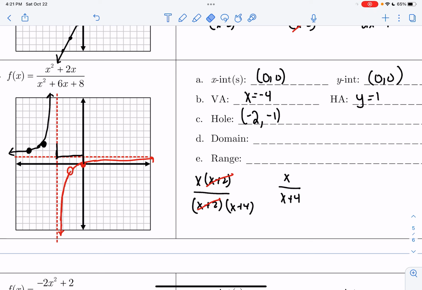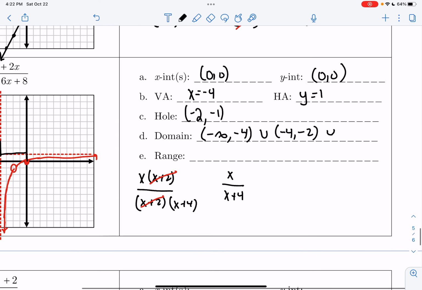That is how your graph should look. Of course, you're going to have pencil, so it's going to be one color. Your domain, remember, is all of your x values except your restrictions. Based off of my graph, my restrictions are at -4 and at -2, because at -4 I have a vertical asymptote, and at -2 I have a hole. So -infinity to -4, -4 to -2, -2 to infinity.